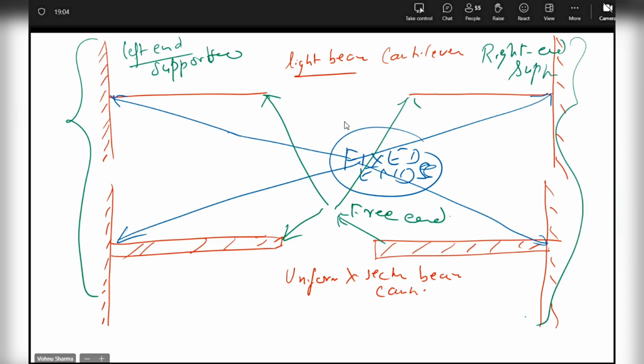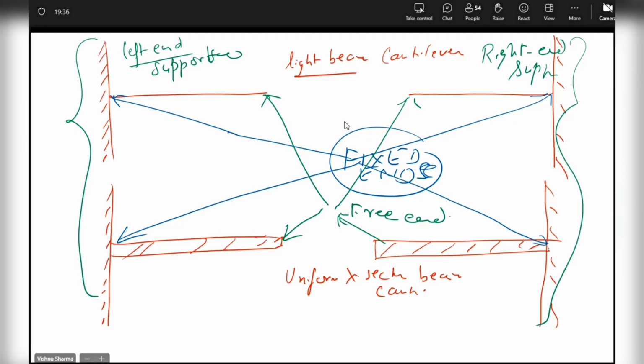Have you understood what the concept of the cantilever is? Guys, any questions on what is a cantilever, what is its free end, what is its fixed end, what is right supported, what is left supported? Clear? Yes. Fantastic. I'm clearing this slide to continue.